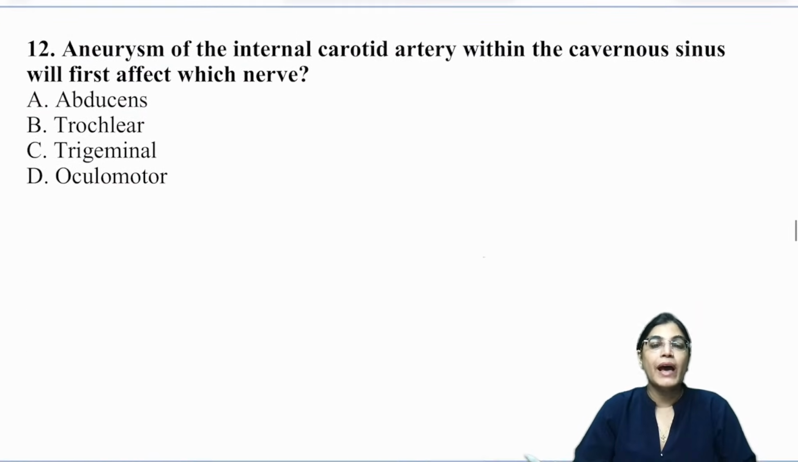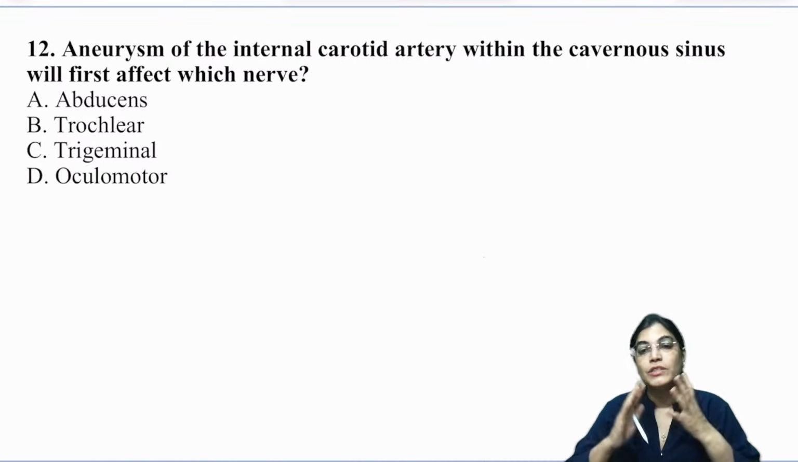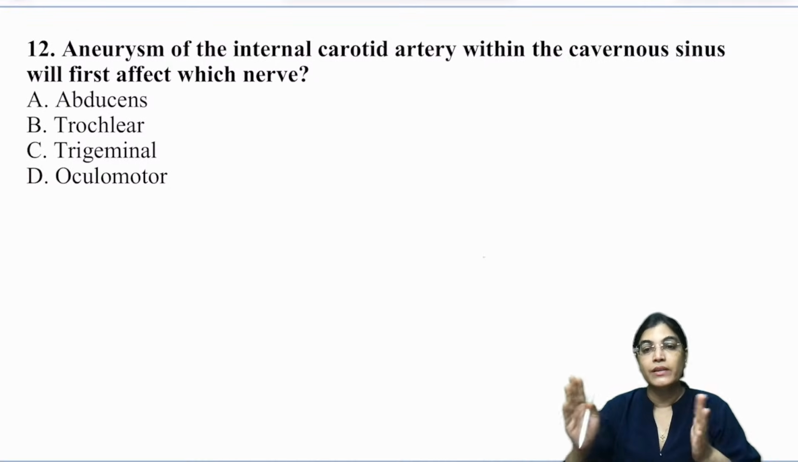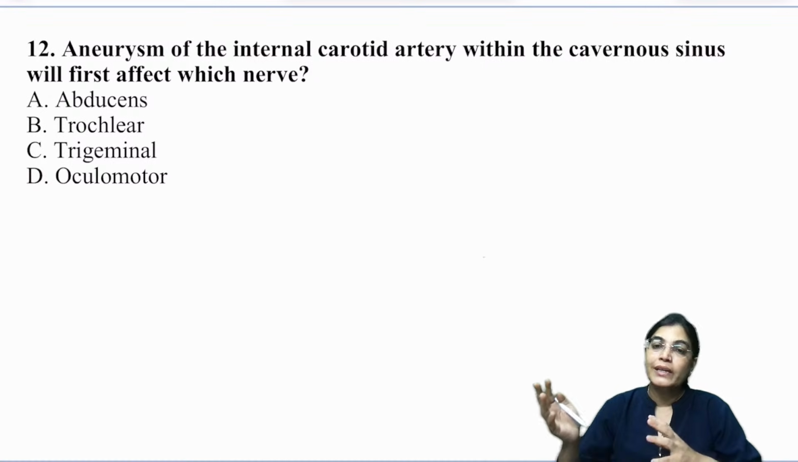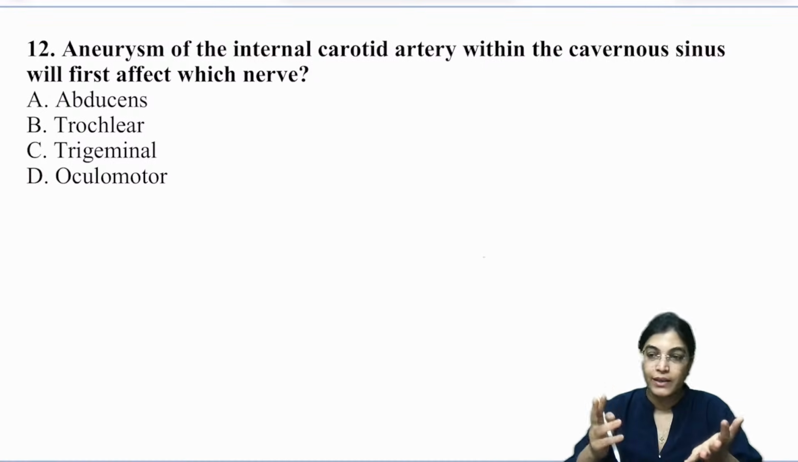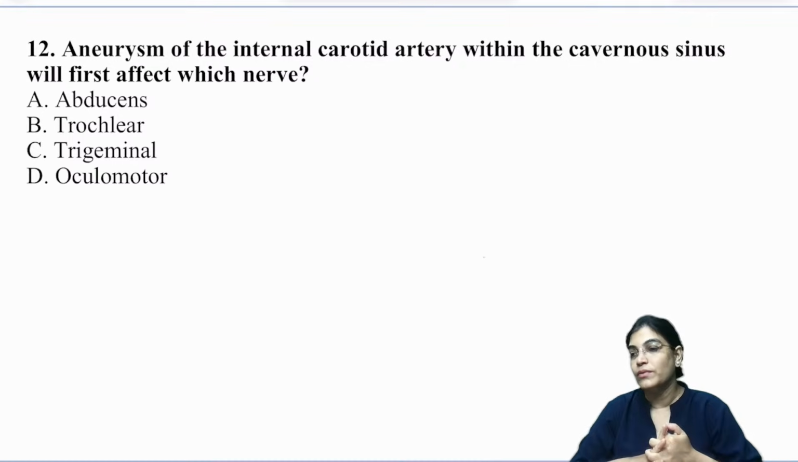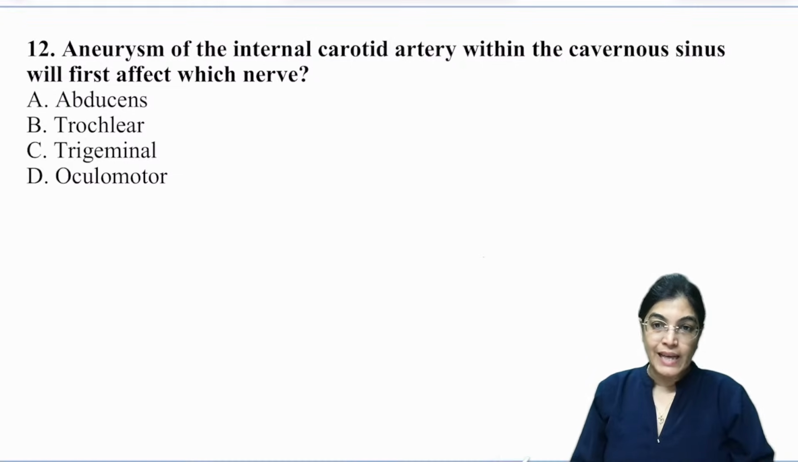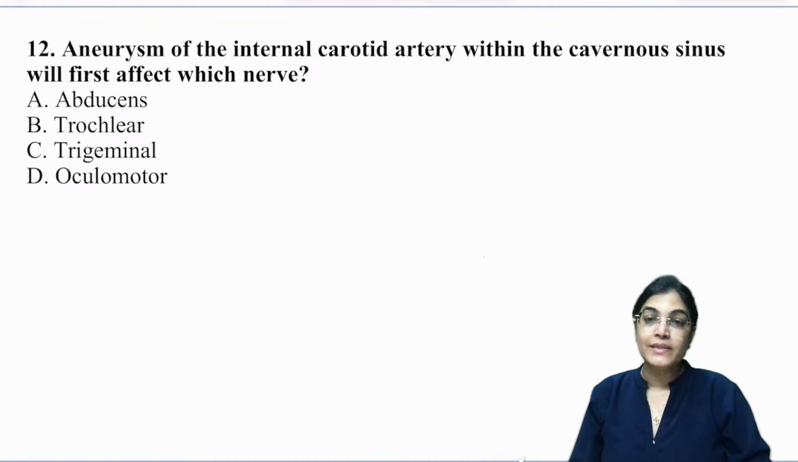Now coming to question number 12: aneurysm of the internal carotid artery within the cavernous sinus will affect which of the following nerves first? Another important topic is the cavernous sinus, which you must know. The cavernous sinus is one of the dural venous sinuses, and it forms by the splitting of the two layers of cranial dura. We know dura mater is made of an endosteal and a meningeal layer. If these split, dural venous sinuses are formed, and one important dural venous sinus is the cavernous sinus.